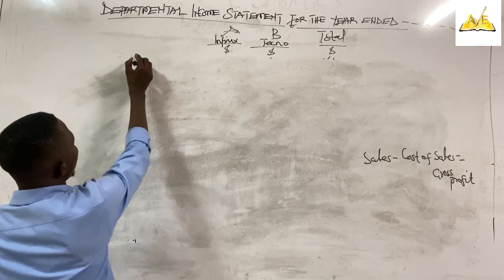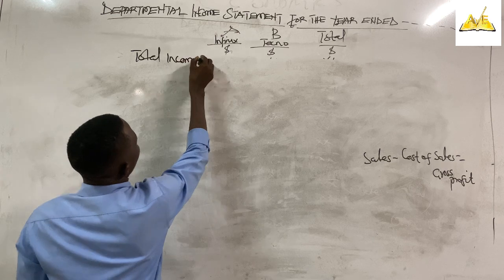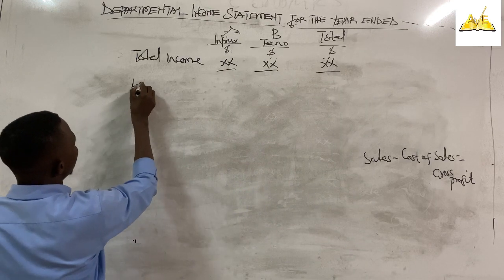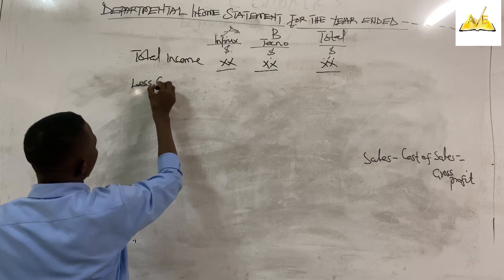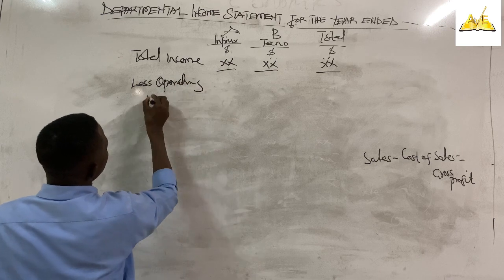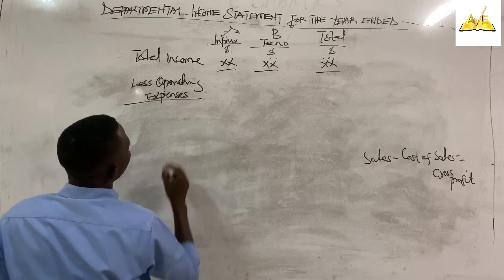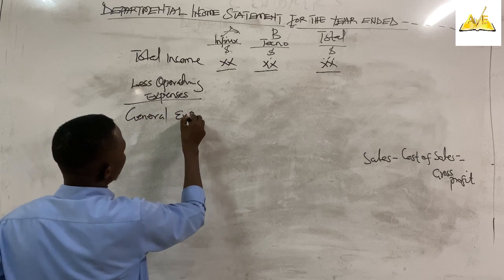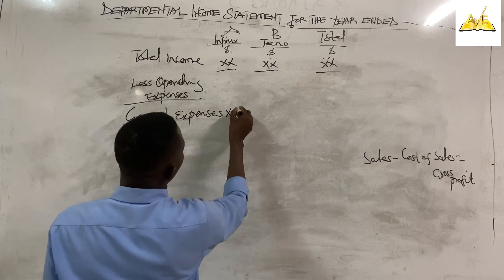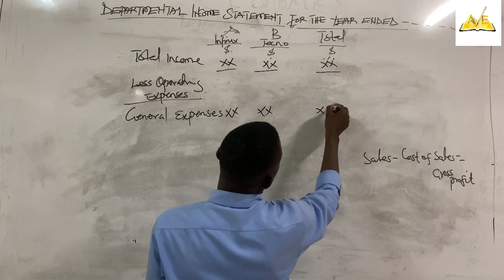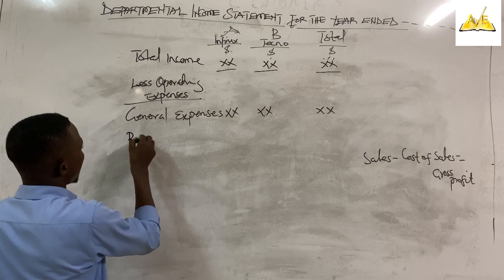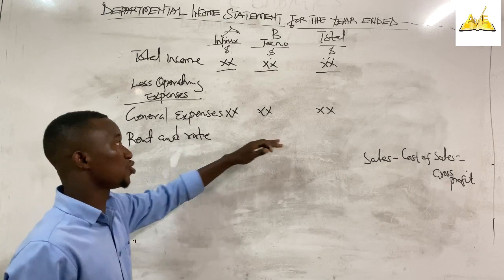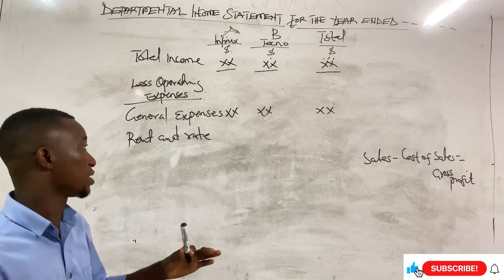We are continuing from here, okay. So we represent the total income over here, okay. Total income, then we less expenses, okay, operating expenses, okay. In the operating expenses, we could have general expenses, okay. So for department A, department B, and the total. Okay, and we could have rent and rate. And this rent and rate, I mean, is a common expense to be shared between the two departments by the help of the basis of apportionment, which is the floor area of the department.